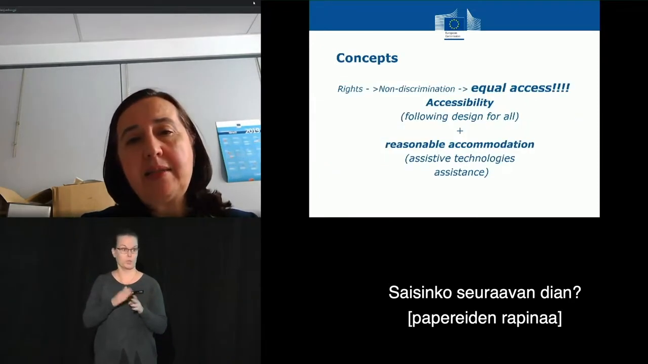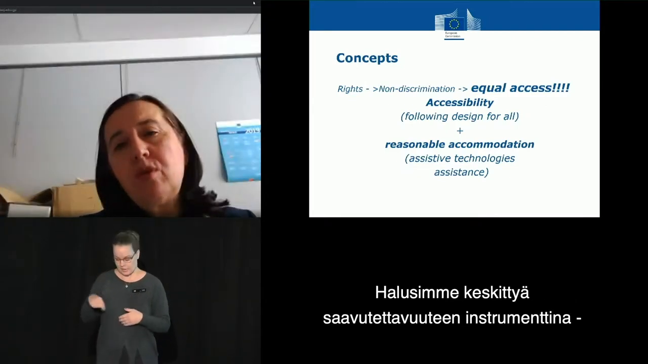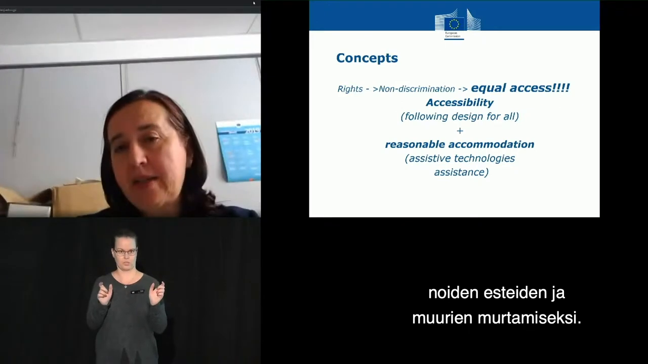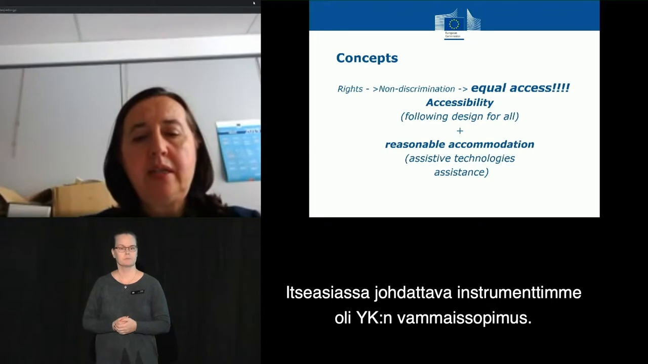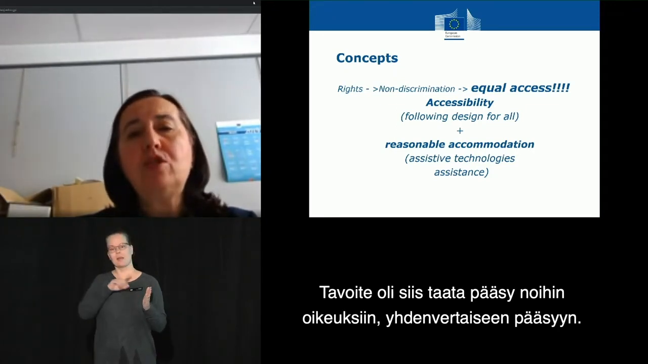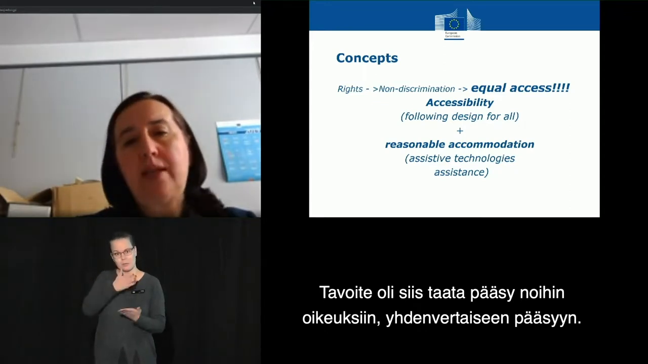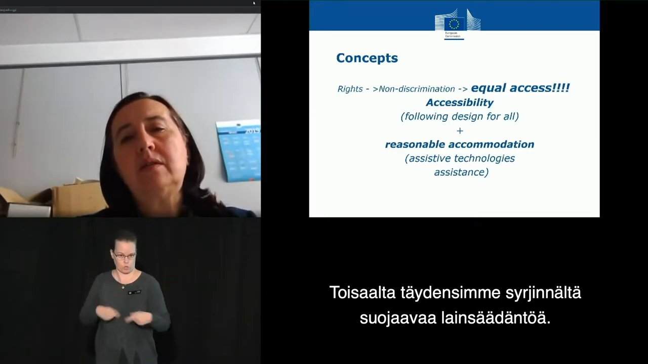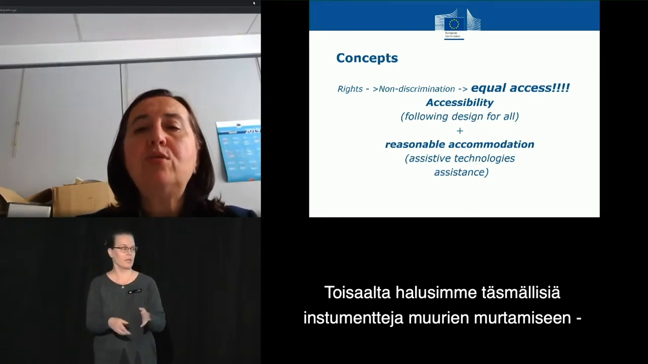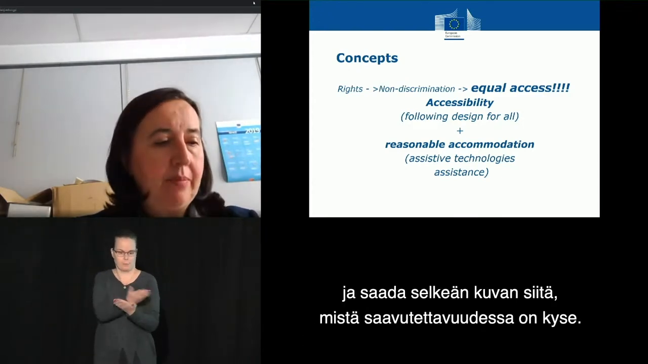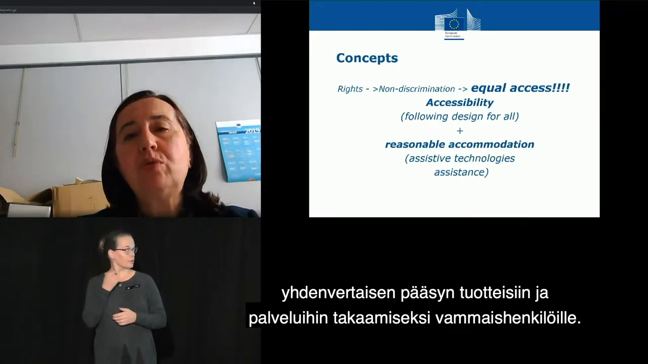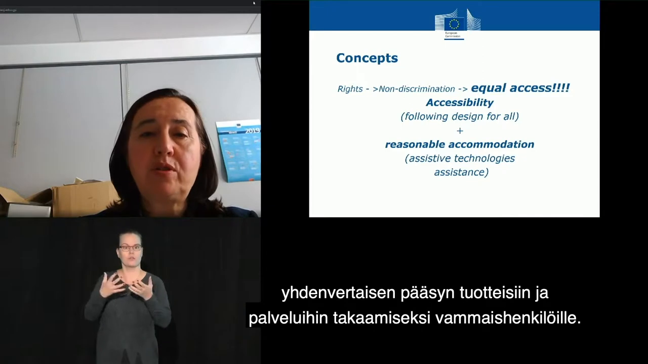If I can have the next slide. We wanted to focus on accessibility as an instrument to dismantle those barriers. And in fact, our guiding instrument was the UN Convention on the Rights of Persons with Disabilities. So the objective was to ensure access to those rights, to have equal access. On one hand, we were complementing legislation on protection from discrimination, but we wanted to have very specific instruments to dismantle those barriers and to have a clear idea of what accessibility was about. Accessibility as a tool, as I mentioned, for ensuring equal access to products and services by persons with disabilities.